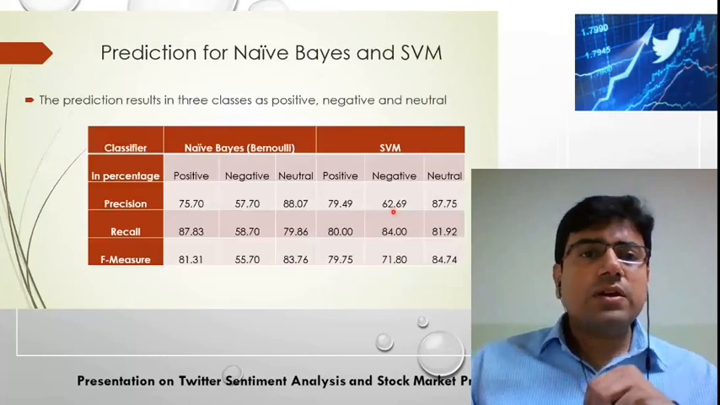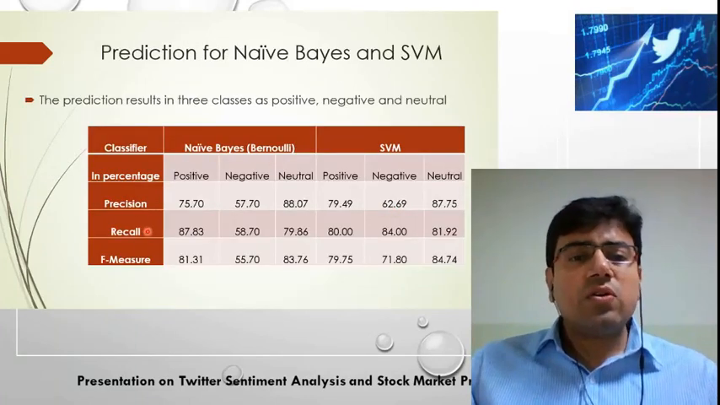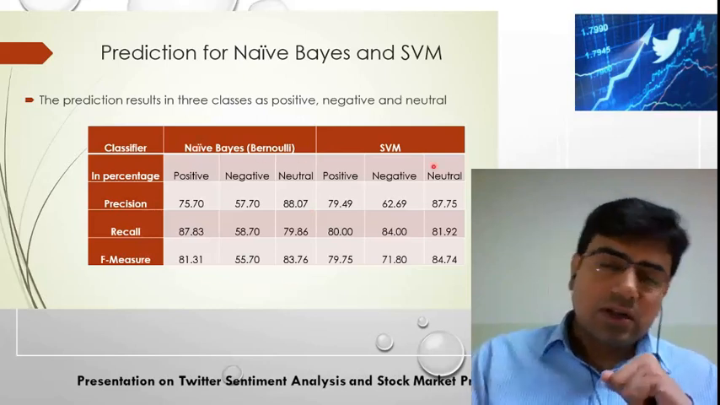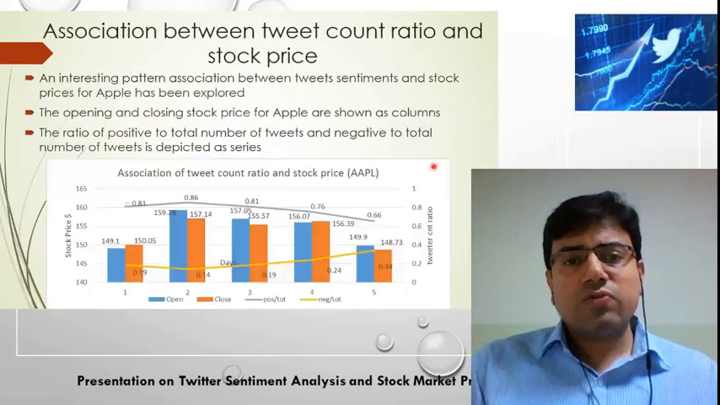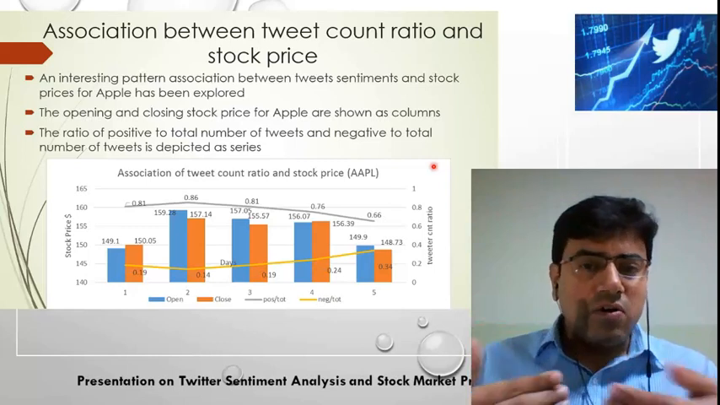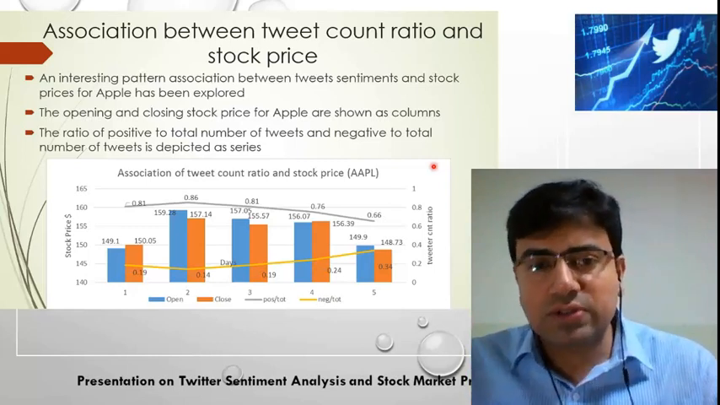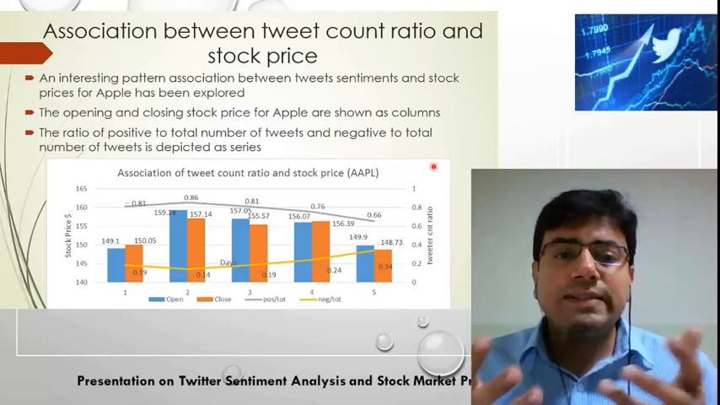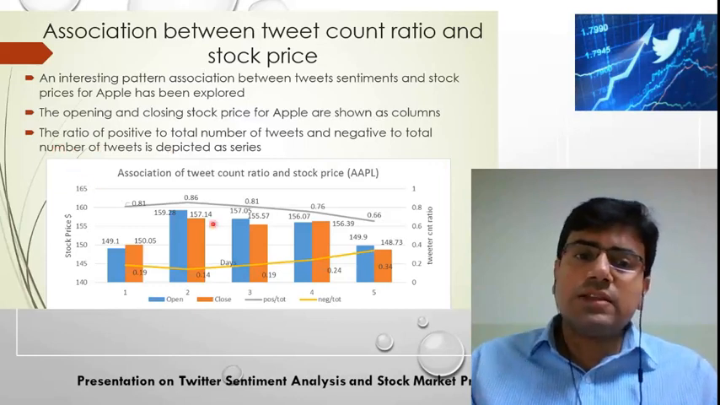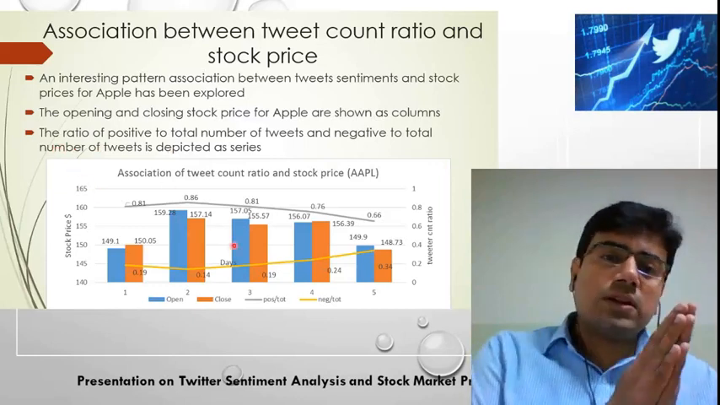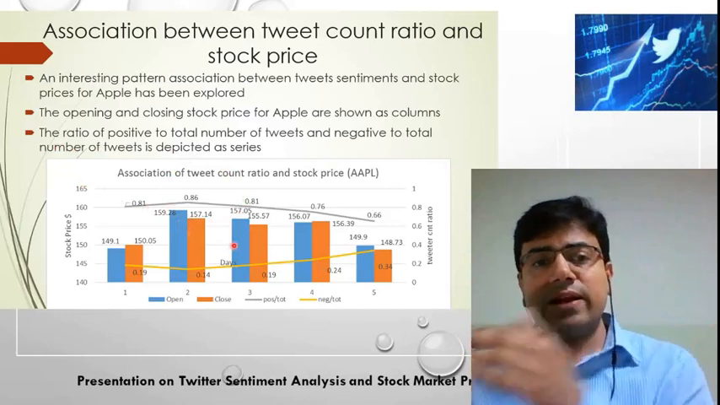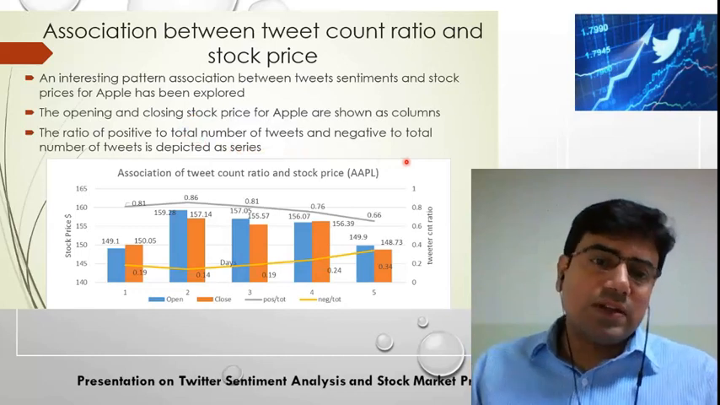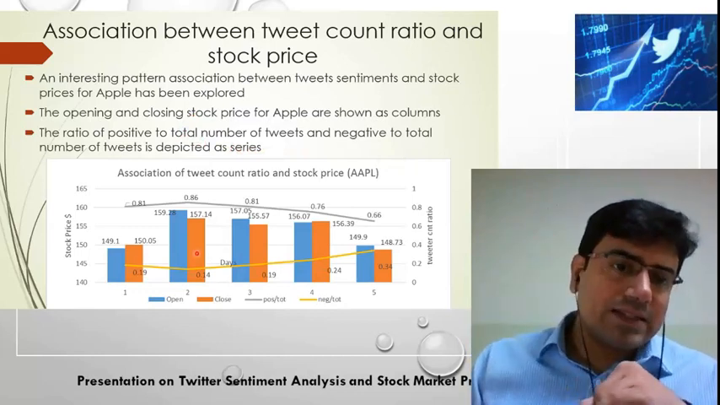Further, we explore the precision, recall, and F measures on both the classifiers, Naive Bayes as well as support vector machine. Given the stock value, there is always a sentiment of the people who are buying those stocks. So the tweet can be thought of as associated with the stock prices. For that, we computed the sentiment and found out the total number of positive and the total number of negative tweets, and taken the ratio of positive to the total number of tweets and negative to the total number of tweets, and depicted it against the stock price.